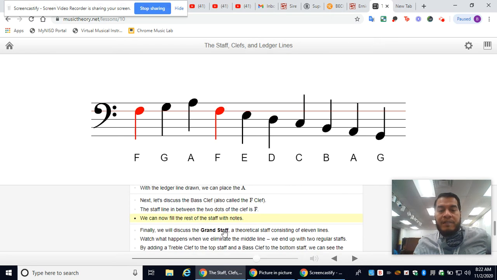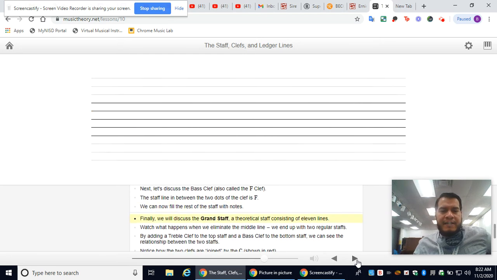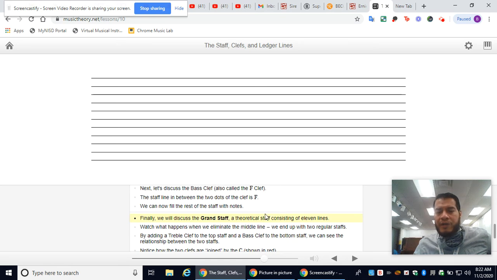We can now fill in the rest of the staff with notes. Okay, so they just went up here on the next space. That's G, then A, and then they skip back down to F here. I know it's a little choppy, confusing, but anyways, and then as they get lower in sound, you're just going down the alphabet. And remember, when you reach A, before A would come G, because we're only using the first 7 letters of the alphabet.